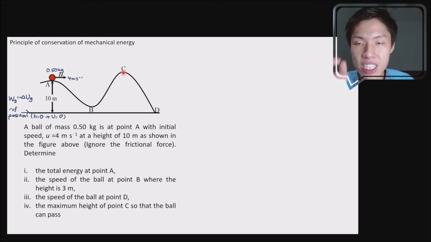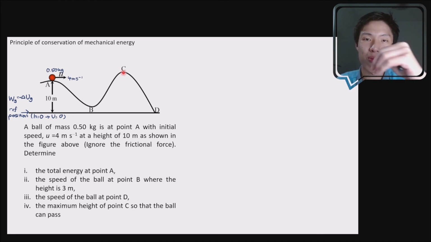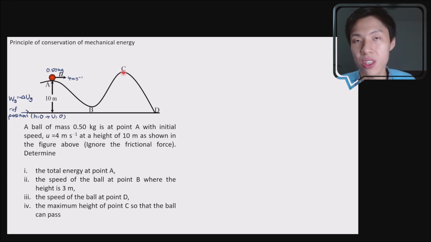So the maximum height is the height where the ball will reach 0 meters per second at the tip. With a little bit of inertia, it will roll over and continue to go towards point D. That's the idea of the maximum height. So we should expect the speed at point C to be 0 if you want to determine the maximum height. Let's try to do that.